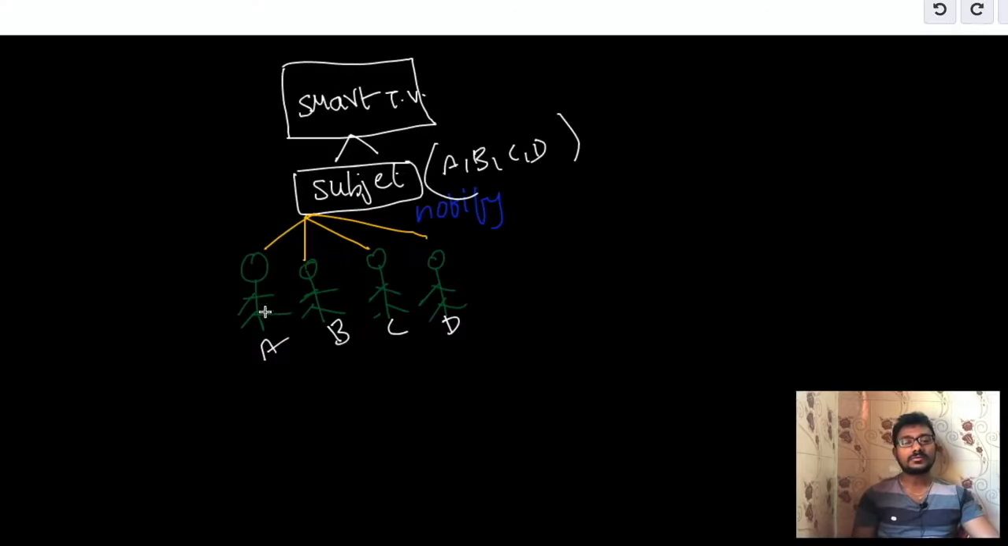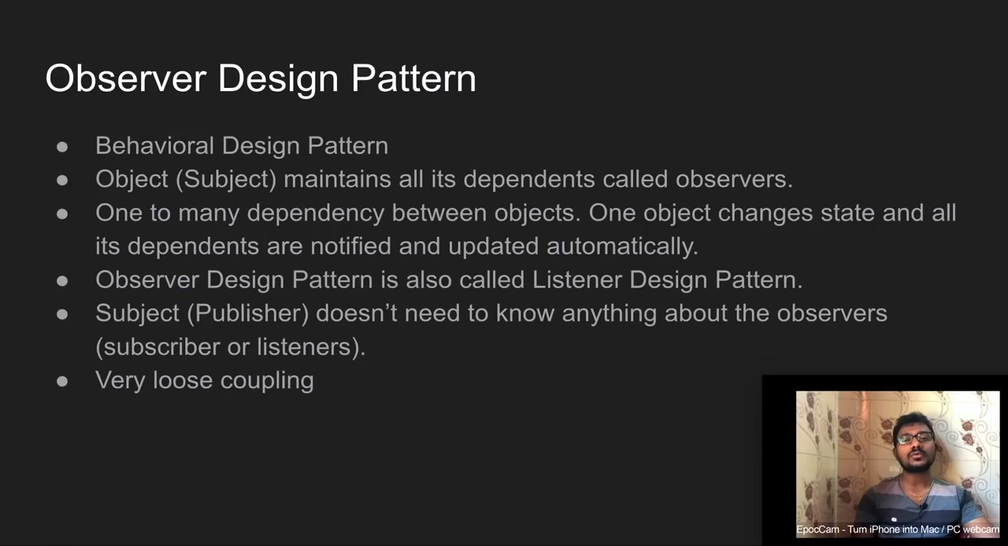Here A, B, C, D are observers. They are linked with the subject. So here is a one-to-many dependency: subject one and observers many. So it's a very loose coupling.